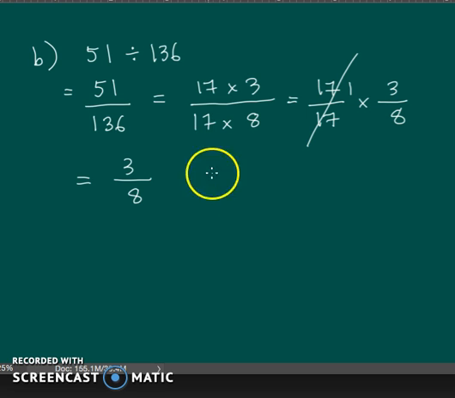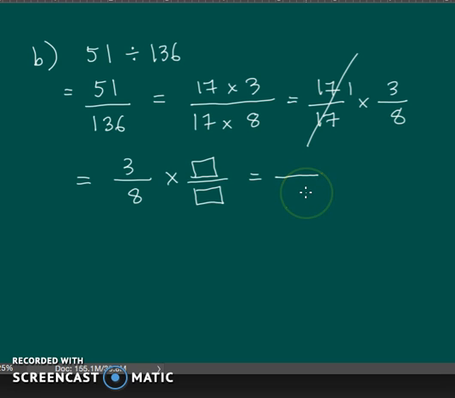Now, how can I express this as a decimal? What do I have to multiply the numerator and denominator by? So I've got 2 boxes here that I need to fill, in order to get a fraction that has a denominator which is a power of 10. So a 10 or 100 or 1,000. So what's the closest one that I can get?